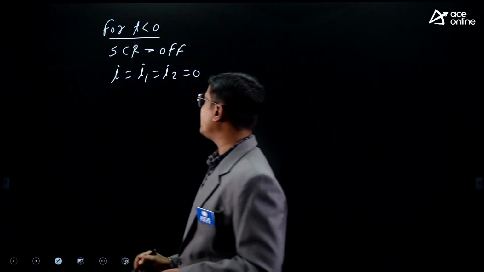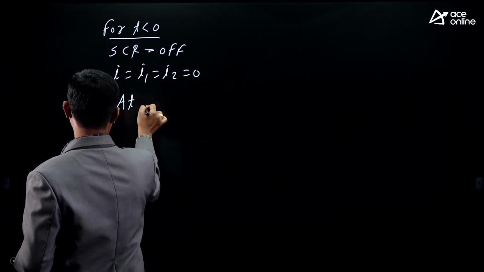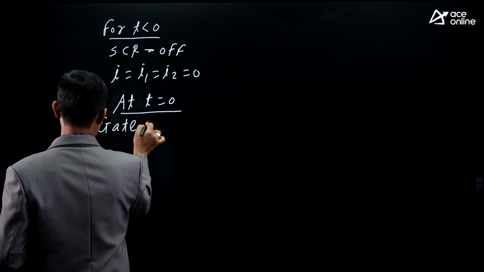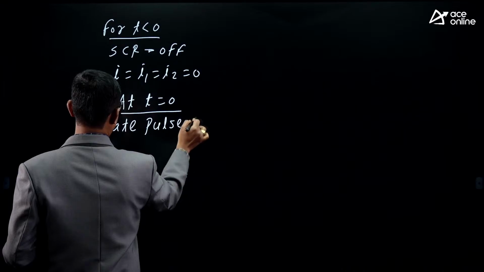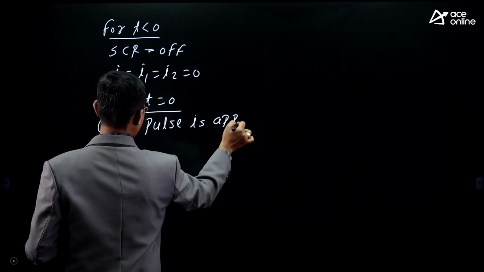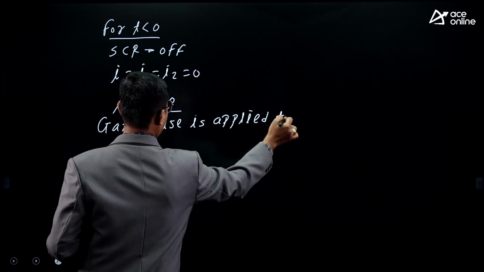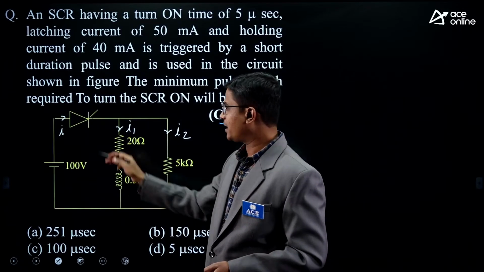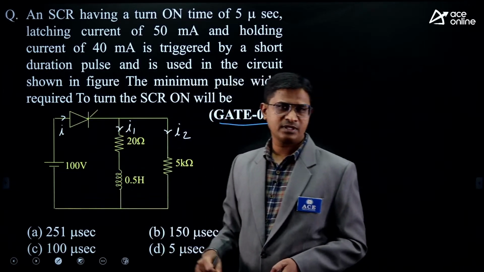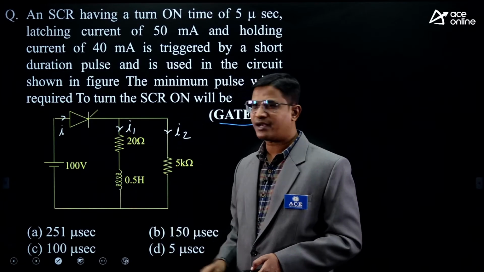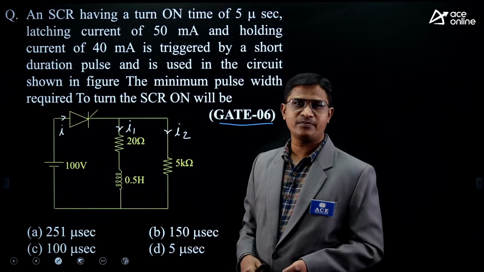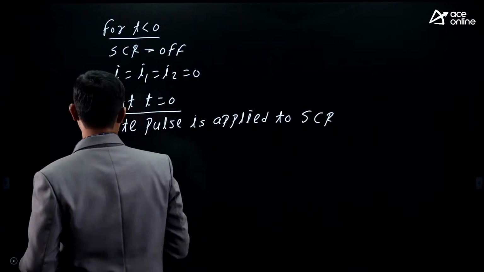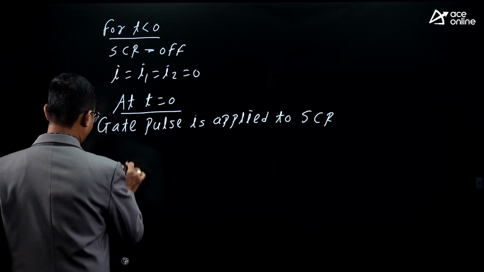All right. Next, at t equal to 0, gate pulse is applied to the SCR. So at t equal to 0, we are applying the gate pulse to the SCR, meaning my SCR will turn on, na? What is the status of this inductor at t equal to 0? The inductor will act as an open circuit. Resistors will act as resistors only. So let me draw the circuit. At t equal to 0, your circuit will be like this.